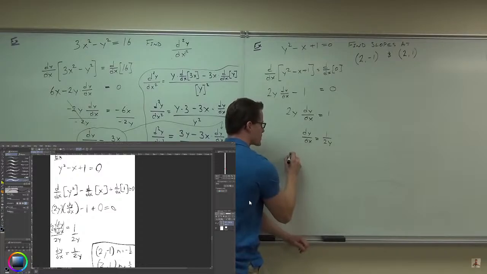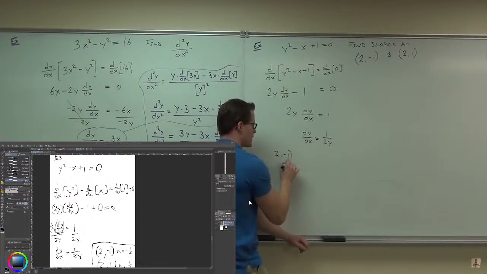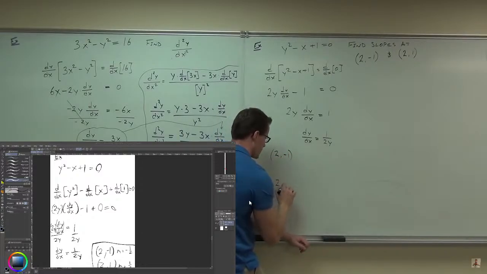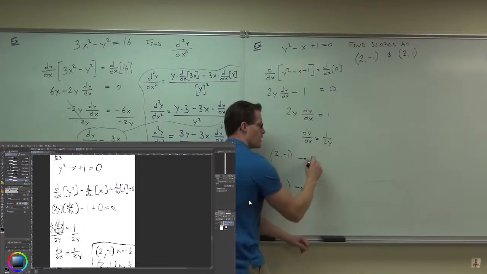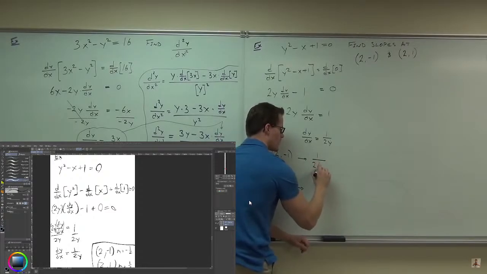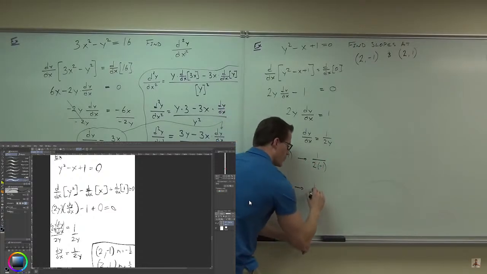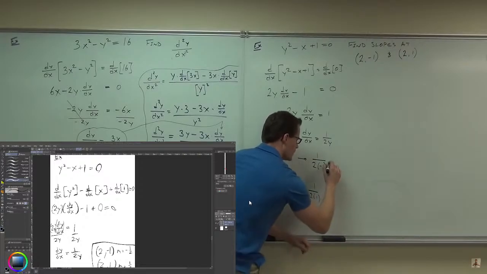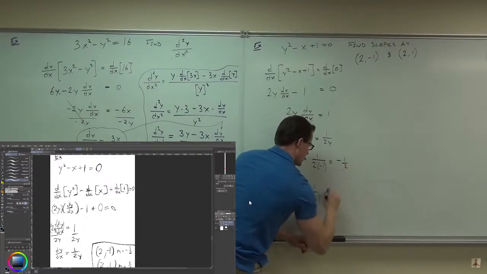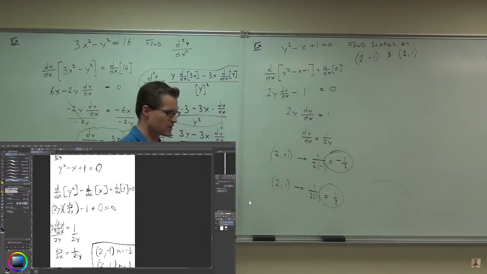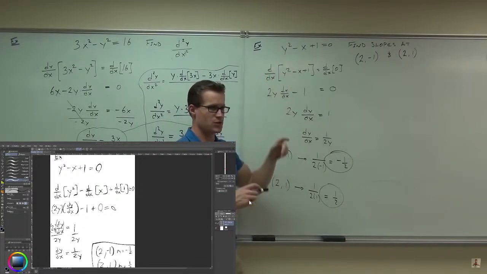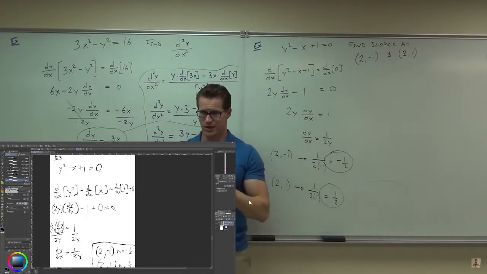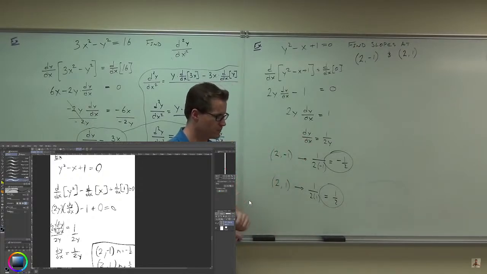So what we're trying to find is a slope at 2, negative 1. For 2, negative 1, I would have 1 over 2 times negative 1. For 2, 1, I'd have 1 over 2 times 1. This one gives me negative 1/2. This gives me positive 1/2. Interestingly, here's what we've done. We found the slope of that thing at the 2 points. So 2 different slopes because we're going to have 2 different outputs for that same input.